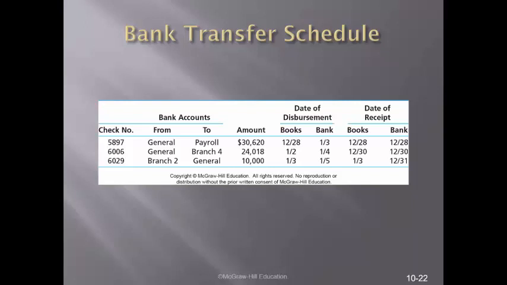Or 2. The date the check was recorded by the bank, either the disbursement or the receipt, but not both, is from the financial period prior to when it was recorded on the books, as shown for check 6029. Check number 5897 does not result in an overstatement of cash per books, but is an example of using the float to increase the balance in the payroll account while simultaneously having the money in the general account. This occurs rarely now due to the Check 21 Act.